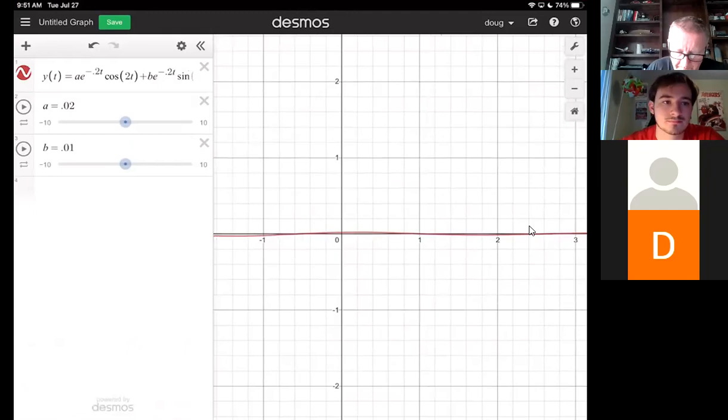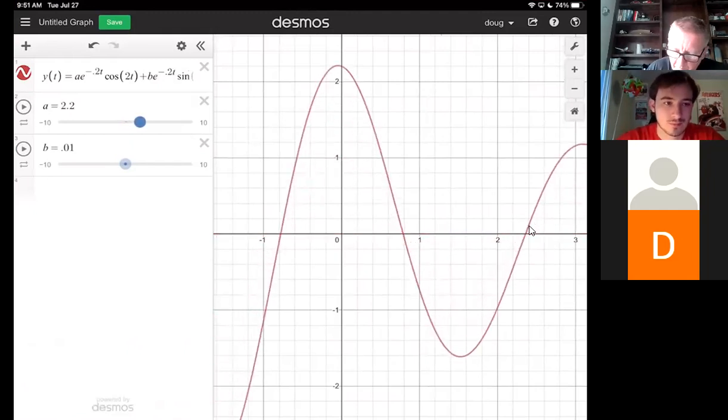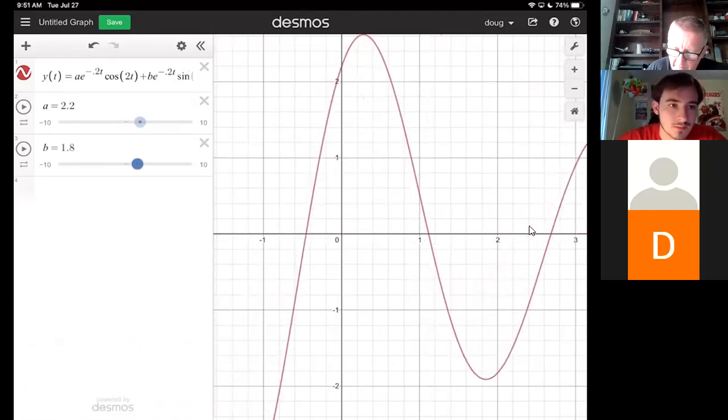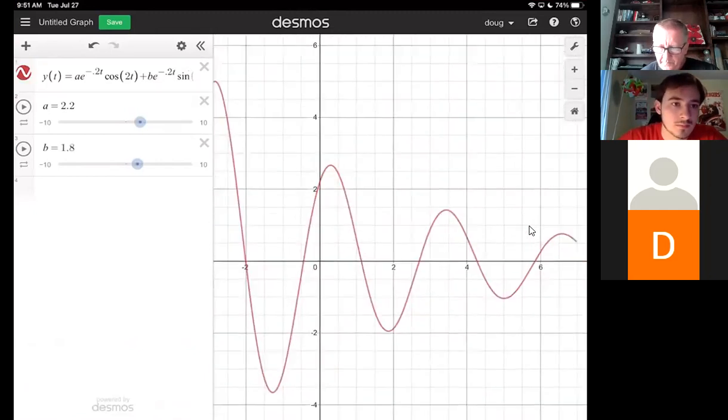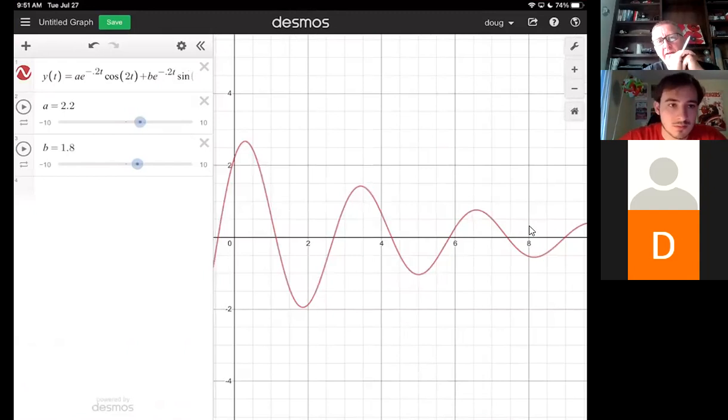Let's see. Now I'm just kind of playing around with these constants. What do you notice about the right side of that graph? Well, I was saying it's diminishing in size. So it's like the kid's slowing down on the swing.